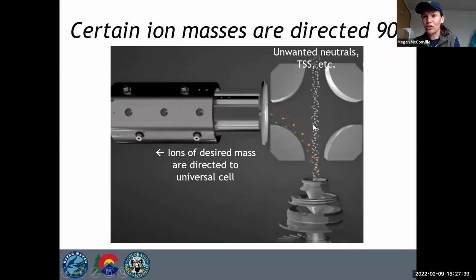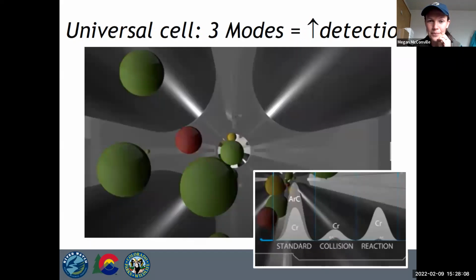direct these unwanted or neutrals, things that don't have a charge on them, or total suspended solids, right? All in one line. So those go away from the detector, and all of these ions, let's say the red is sodium, let's say the yellow is lead, let's say the green is copper, right? We are moving those ions in a directed path that actually turns a 90-degree corner. Amazing.